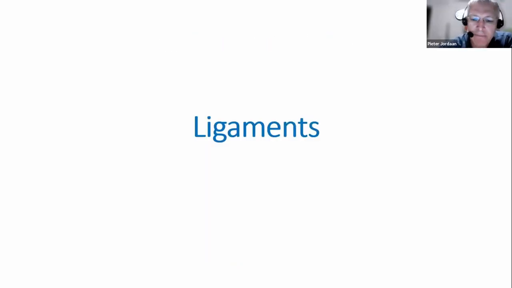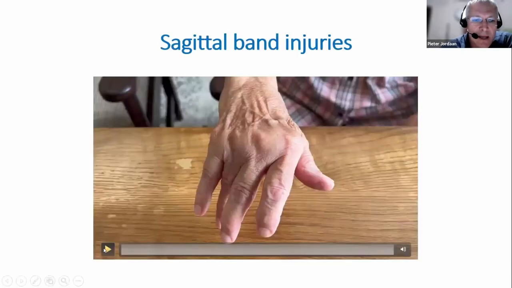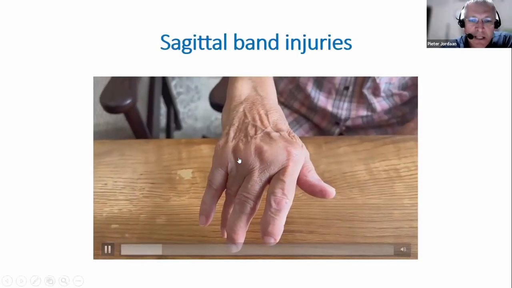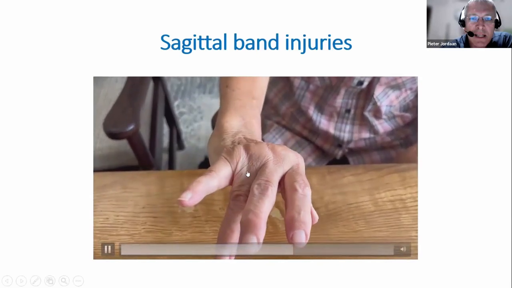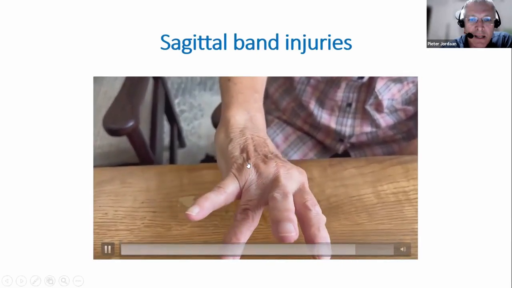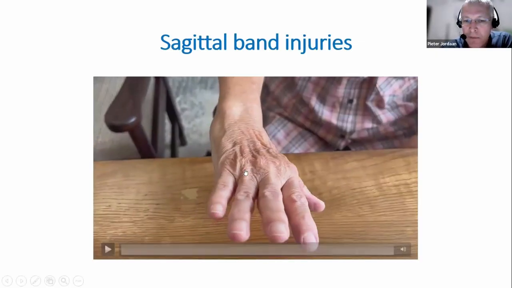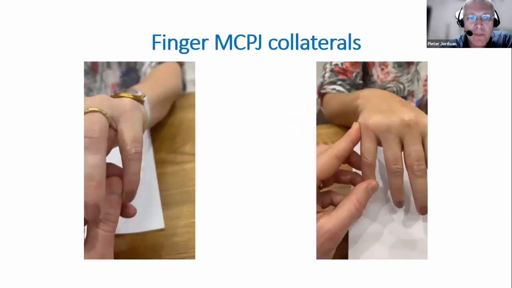as she tries to extend, you can see the EDC is sitting in the ulnar gutter. She cannot extend, it locks, and as she tries harder, the EDC reduces into the middle. So always look for this and remember about the sagittal band.